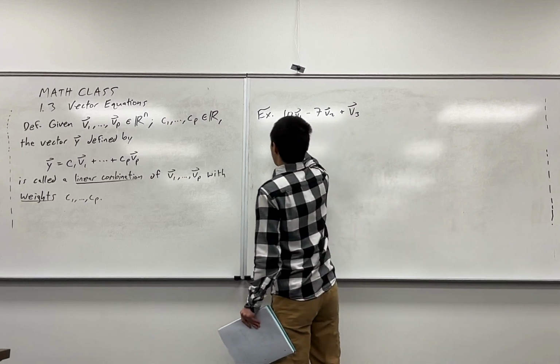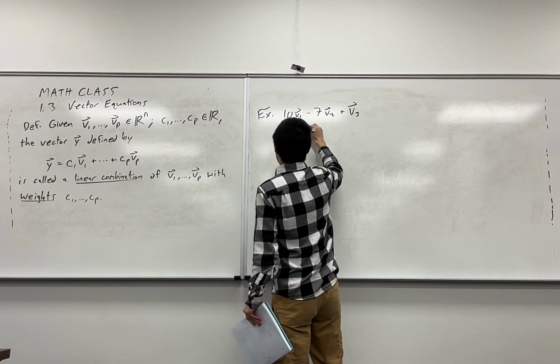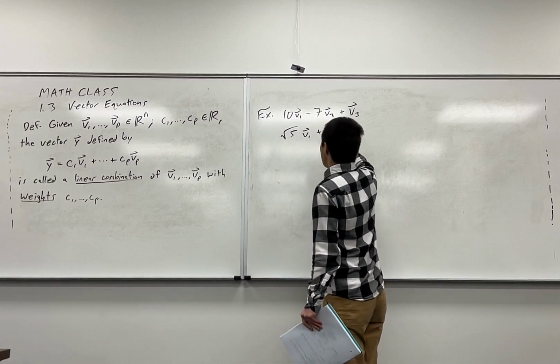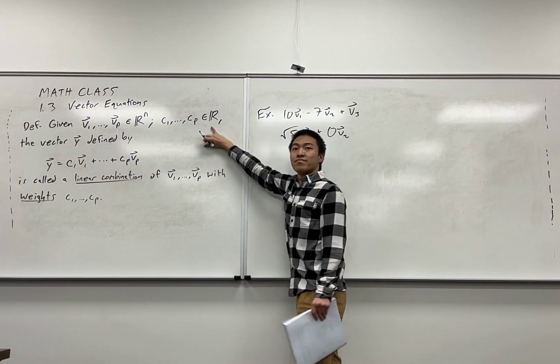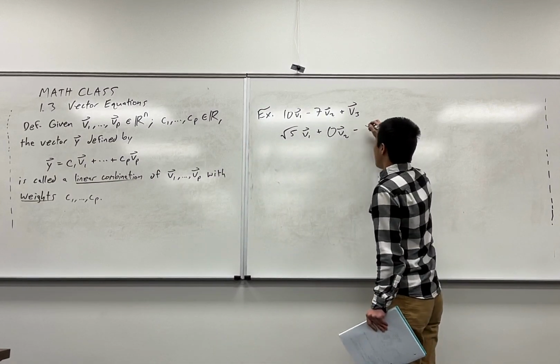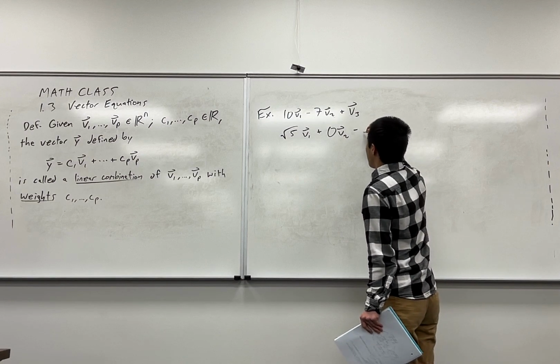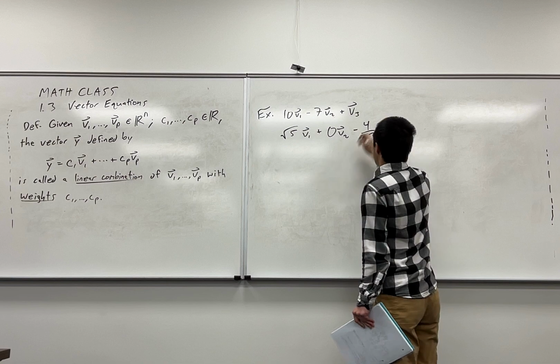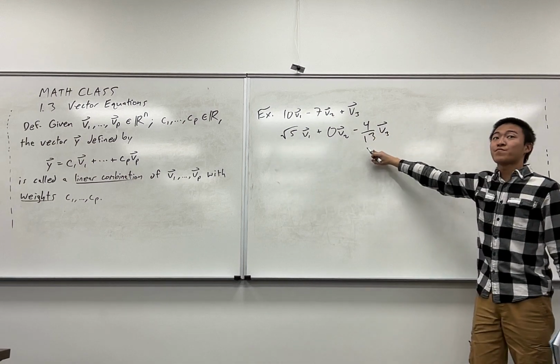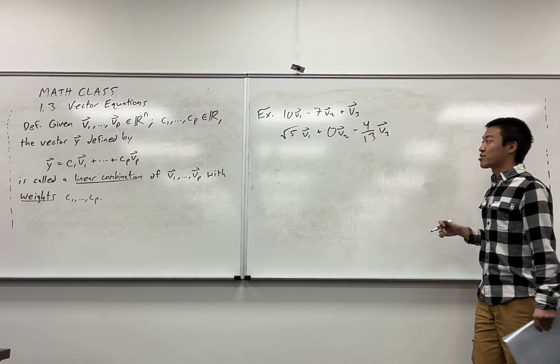So I could have maybe like the square root of 5 times a vector. Maybe plus 0 times a vector. That is totally allowed because is 0 a real number? Yes. So it's possible. Minus like maybe a fraction. Don't get tripped out by different types of real numbers. It's all still just a linear combination.